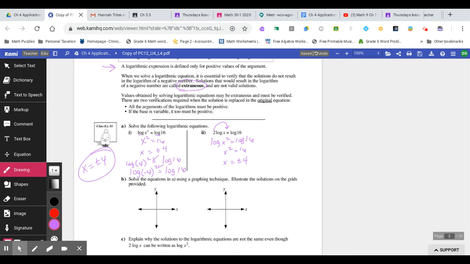However, if you were to check in the original equation, you're going to have a problem. Plugging in positive 4 will be fine. You're going to have 2 log 4 equaling log 16, and those will work. But when you plug in your negative 4, all of a sudden, this is not possible. Okay, so watch out for those things. The only solution to this equation here is my positive 4.